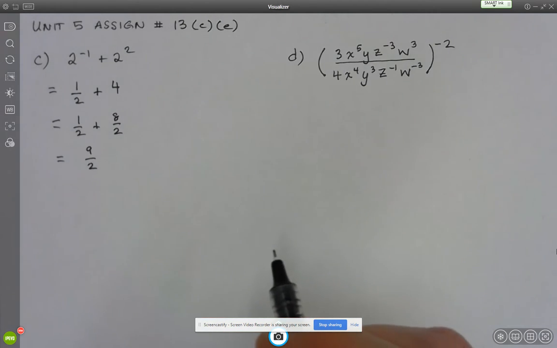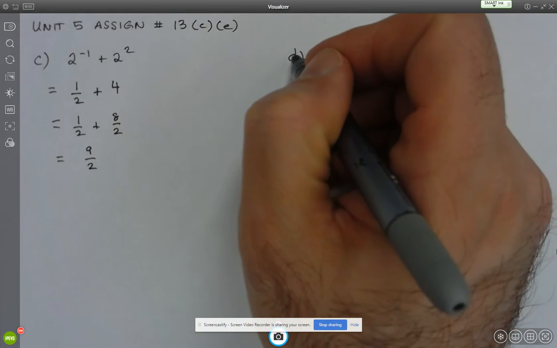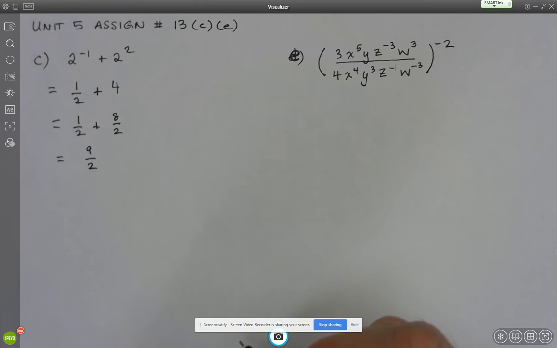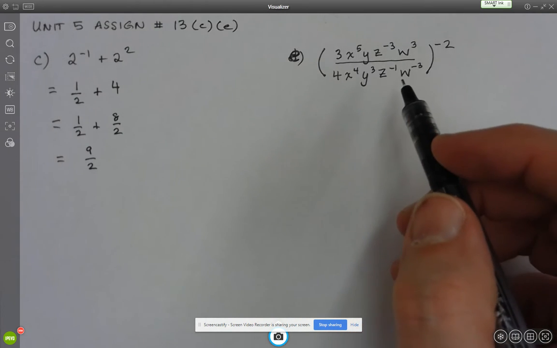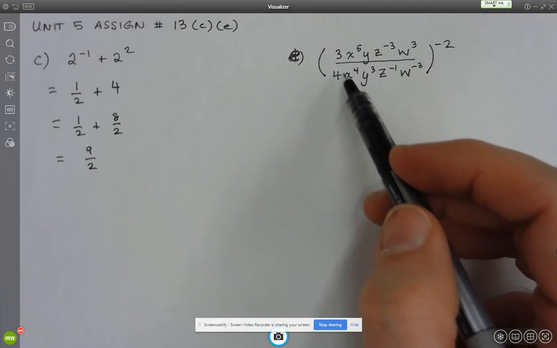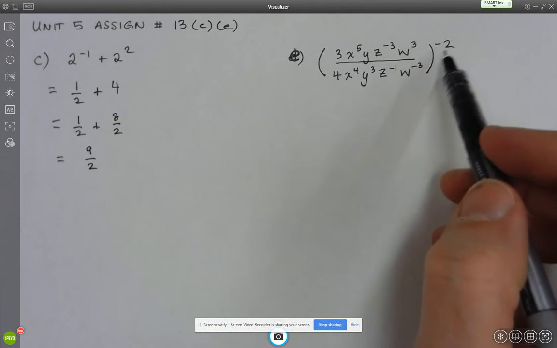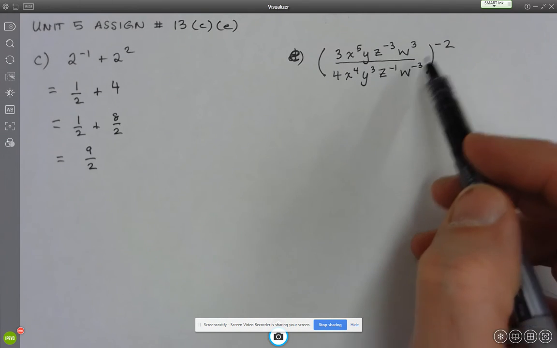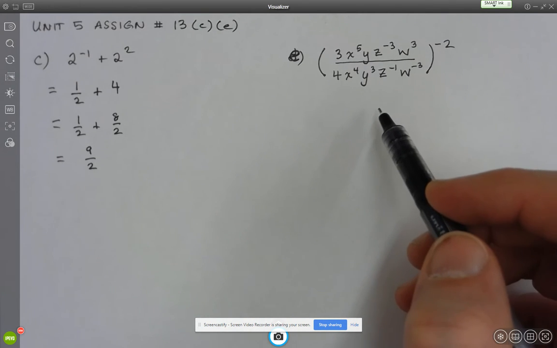Okay, so let's move on to D. Actually, sorry, this is E, not D. Okay, I'll fix that there. So there's a few ways that you can proceed with a question like this. Certainly one way is to simplify everything in the bracket and then worry about the exponent. The other option is to distribute the exponent to numerator and denominator. That's probably the longest way.